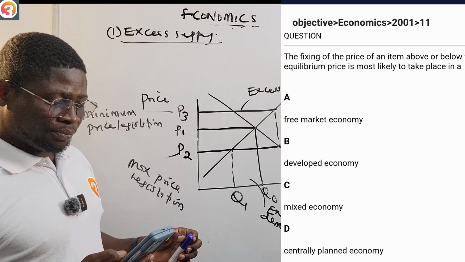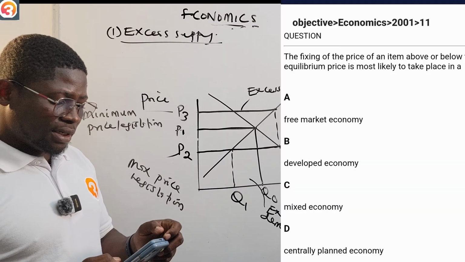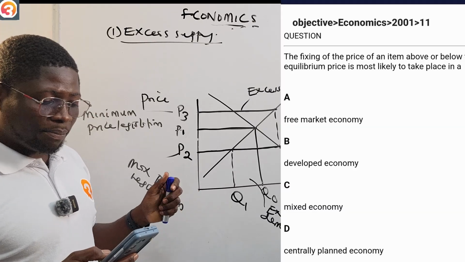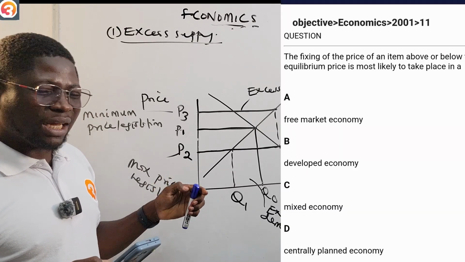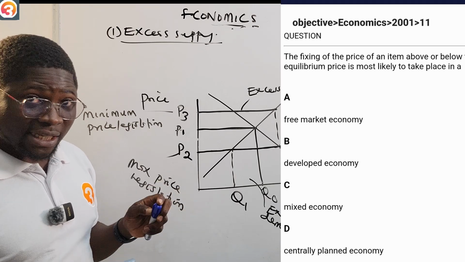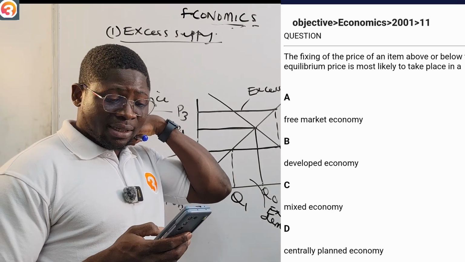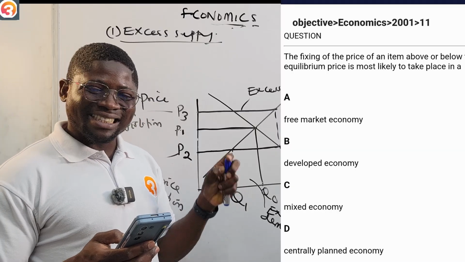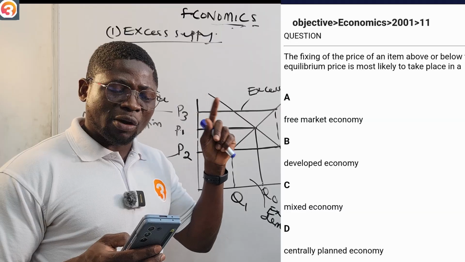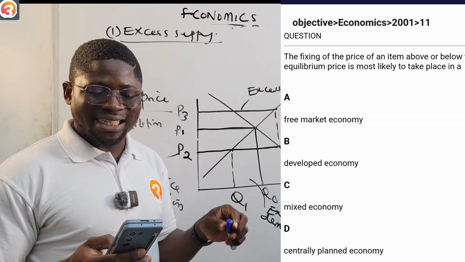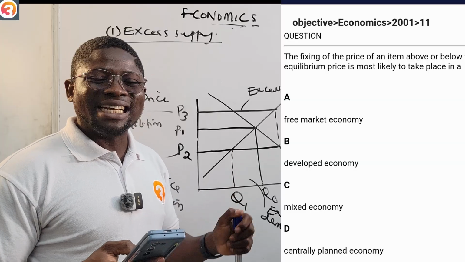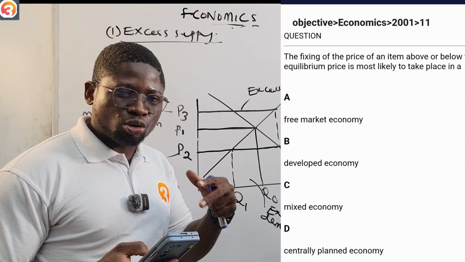2001 number 11. The fixing of the price of an item above or below the equilibrium price is most likely to take place in A, free market economy. B, developed economy. C, mixed economy. D, centrally planned economy. The fixing of price above or below equilibrium price is most likely to take place in a centrally planned economy, that's a socialist economy or a controlled economy.